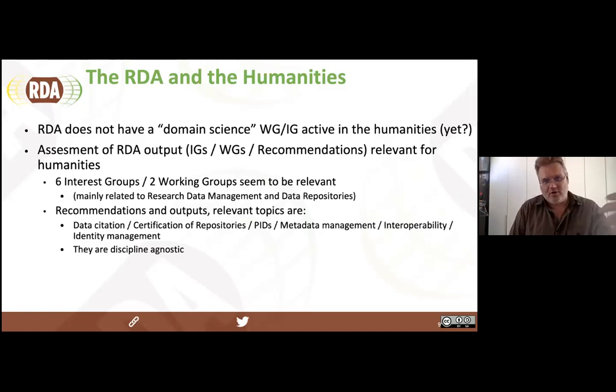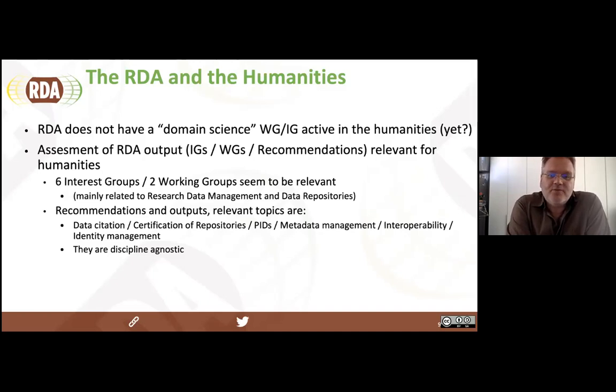She paid more attention to this aspect. I only would like to say that I think there are 6 interest groups and 2 working groups that seem to be relevant for digital humanities. And I refer again to the report if you would like to know which ones are relevant. And it will not surprise you. They are related to research data management and data repositories.